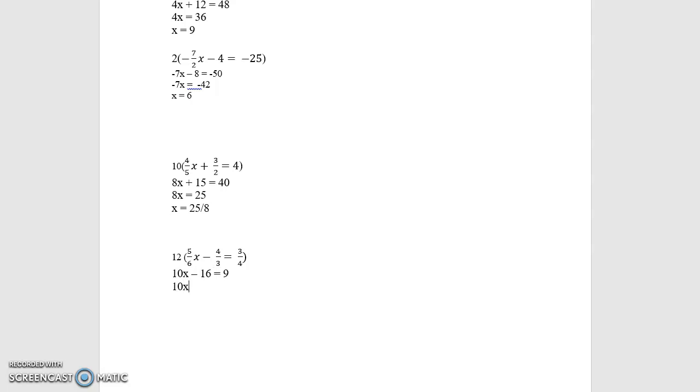When I add 16 to both sides, I get 25. And I get x equals 25 divided by 10. And if you can reduce it, reduce it. My answer is going to be x equals 5 over 2. And these are the equations, or solving equations, you're going to see on your test.